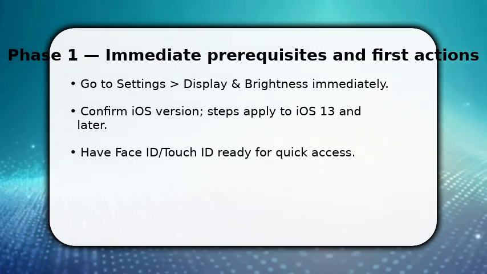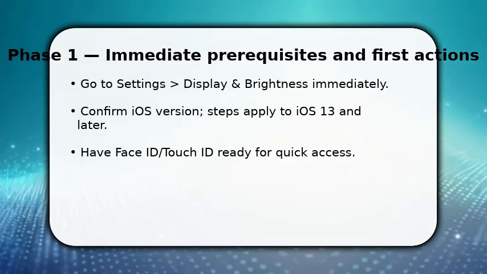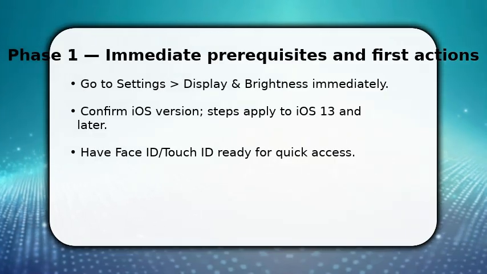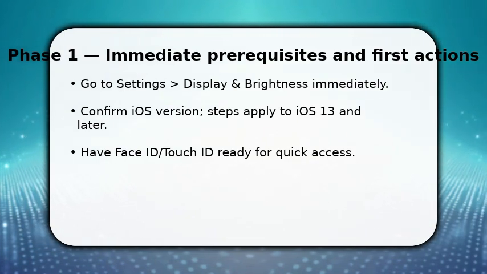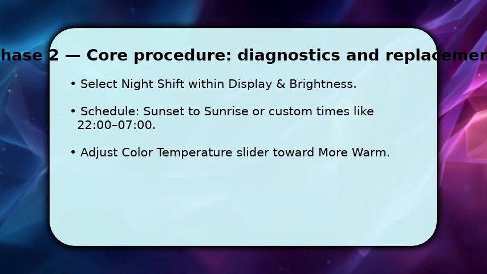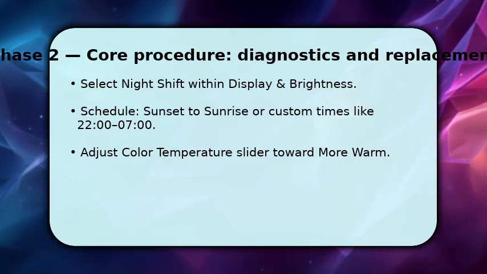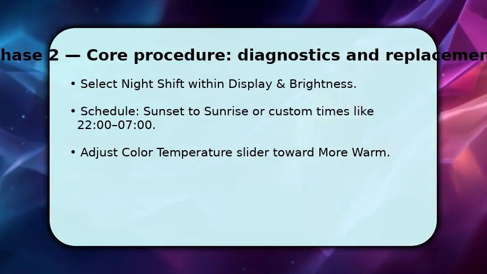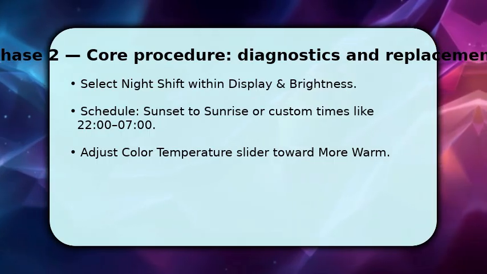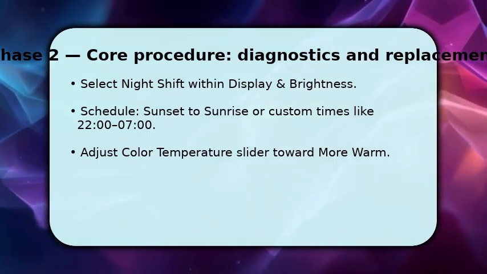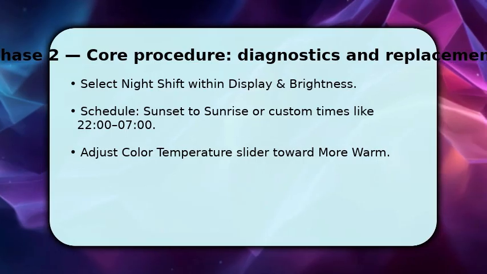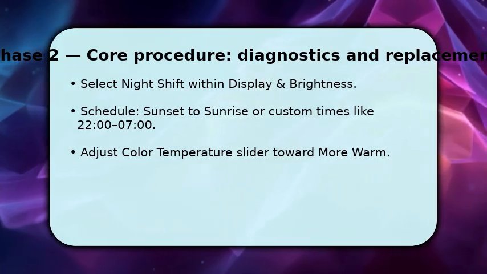Hold steady, don't skip verifying iOS version, because menu names can differ slightly and you want the correct controls for the next steps. Now tap Night Shift to control temperature and timing. This shifts blue light toward warmer tones, which helps melatonin production and sleep. Choose Schedule, either sunset to sunrise, or set custom hours, because timing matters more than intensity for circadian benefit.